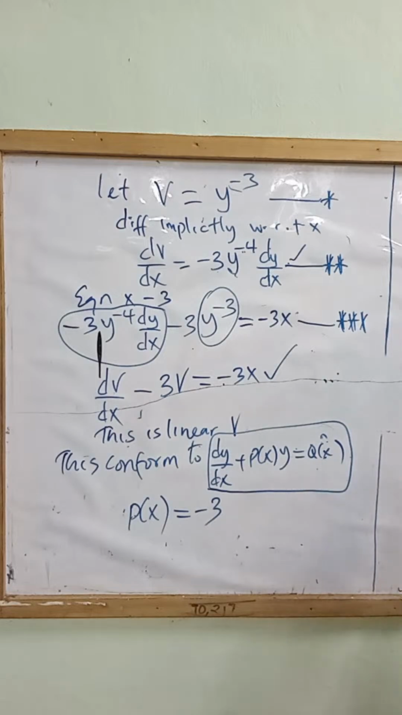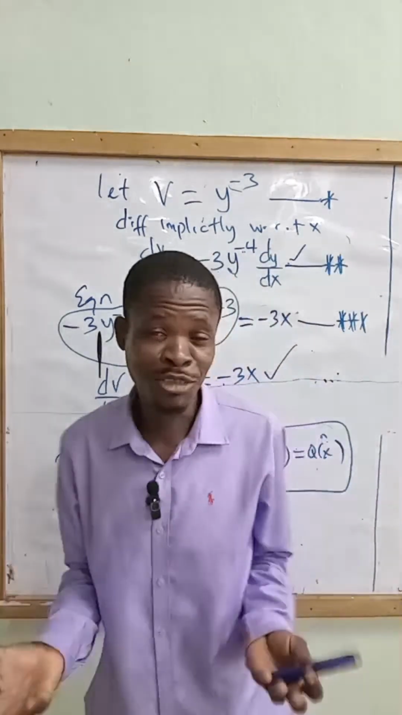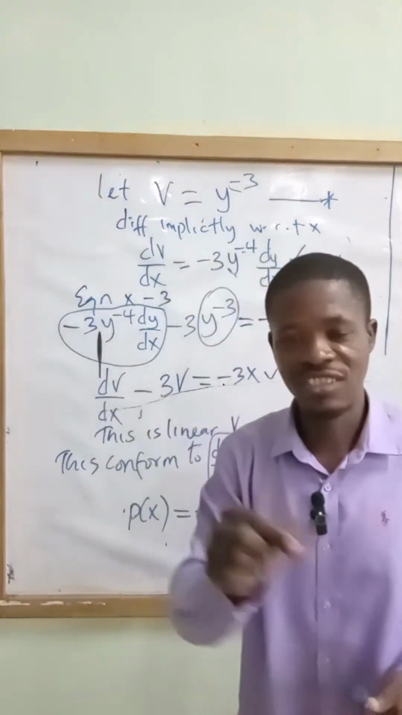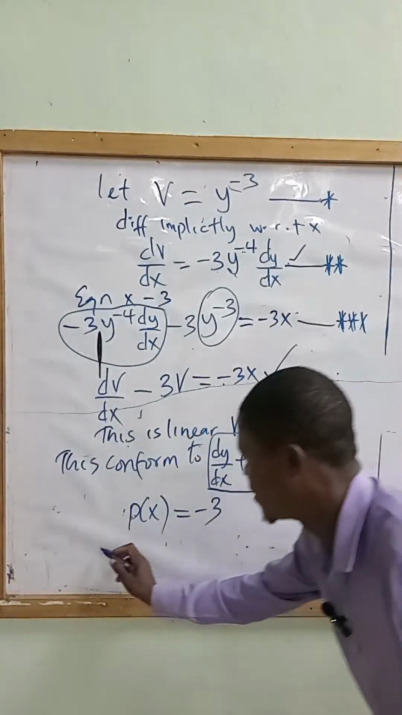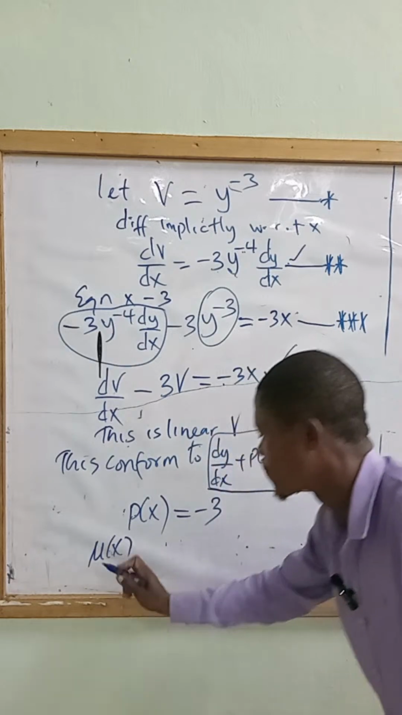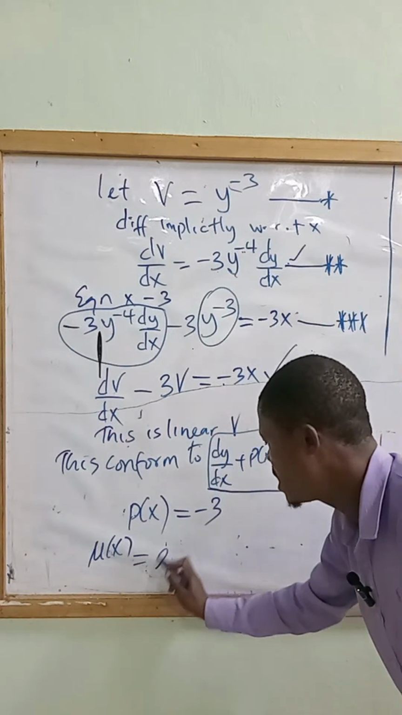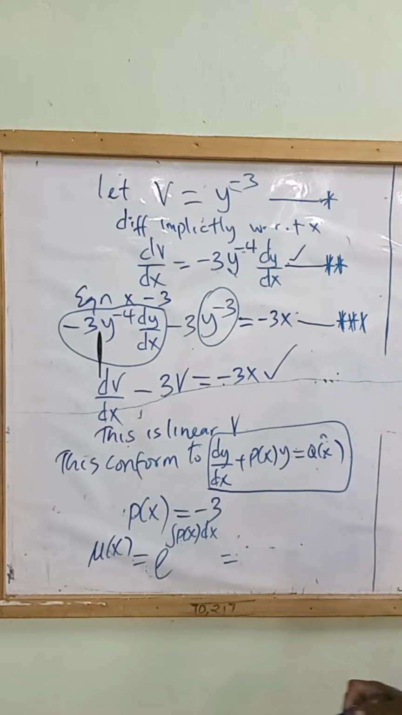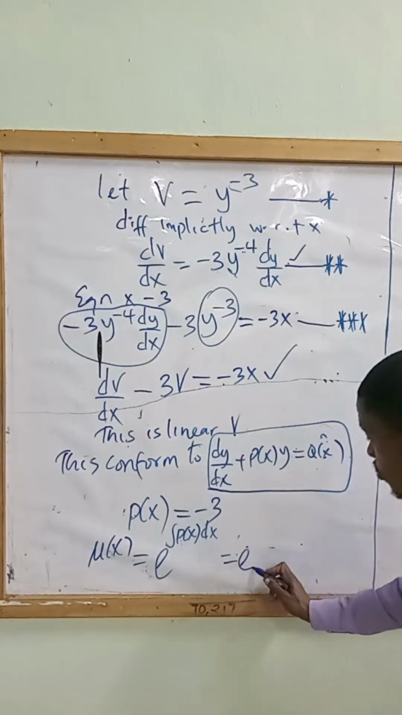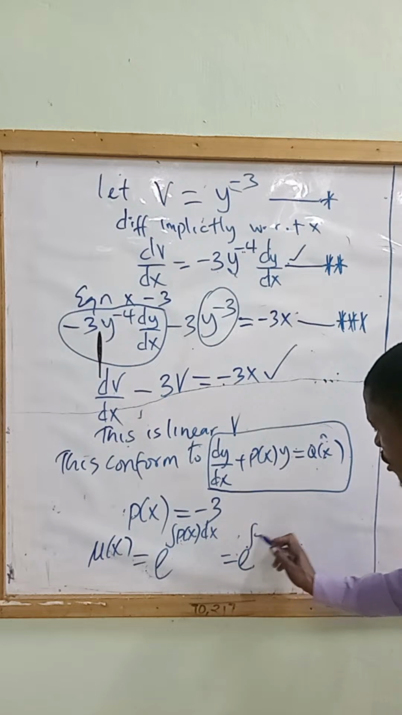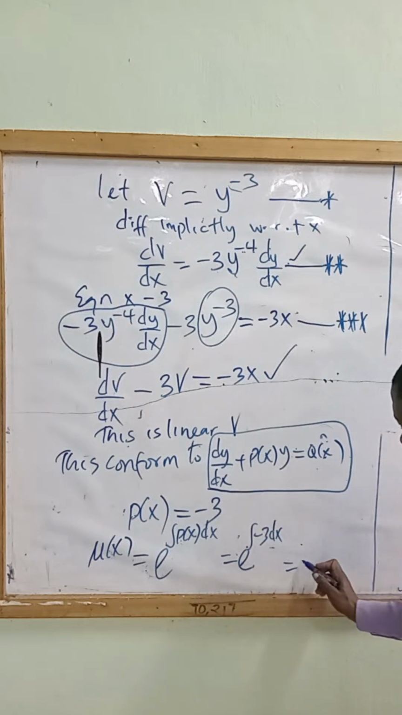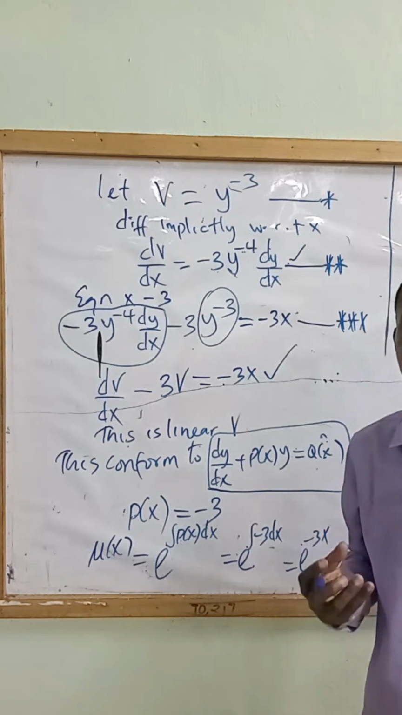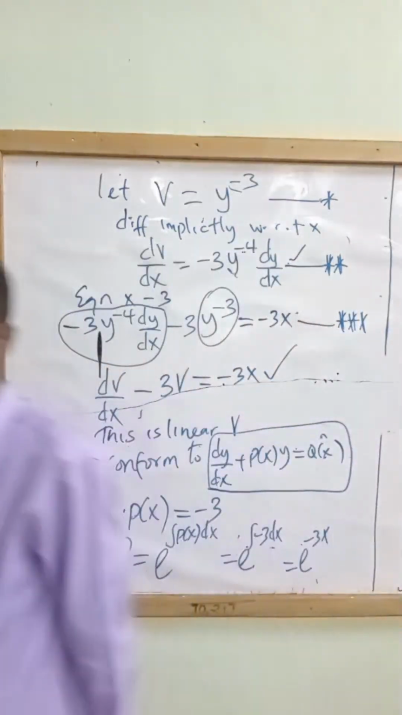Then the next thing to do when your equation is linear is to get the integral factor. This is the integral factor, which is equal to e to power integral of p of x dx. Make the substitution. That will be e to power integral of minus 3 dx, and that will give me e to power minus 3x. That's my integral factor.